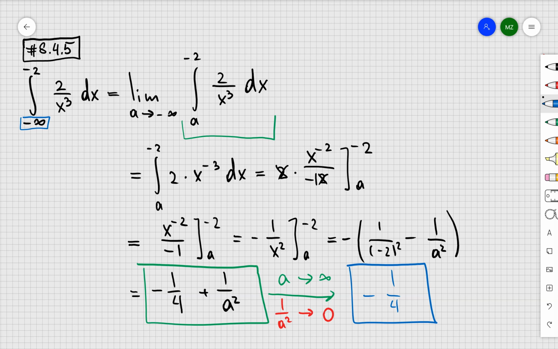And if the number at the bottom is going to get bigger and bigger, then the overall fraction is going to get smaller and smaller. So that's why the final answer is going to be negative 1 over 4.